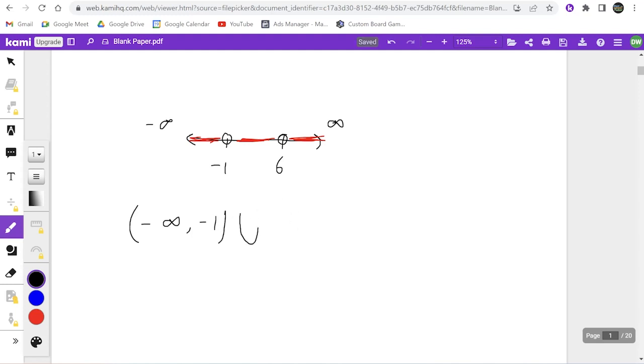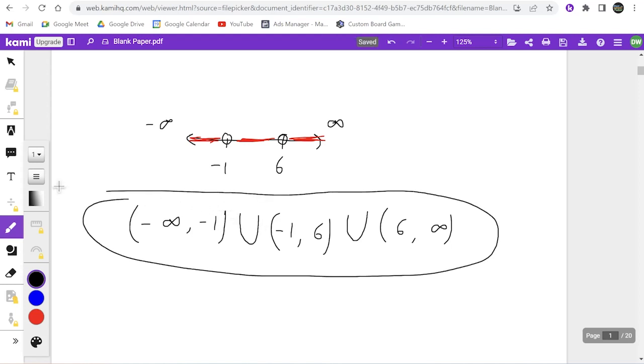Then we would say union. The next region is negative 1 to 6, so negative 1 comma 6. Once again, both of those get parentheses. And then the last one, union with 6 comma infinity, that's the last region. All those get parentheses again, and there's our answer. And you may be wondering, does the order matter? Like, can I go from right to left, or do I have to go from left to right? You have to go from left to right. You have to go from smallest to largest. That is one of the rules of interval form. Any questions on that one?